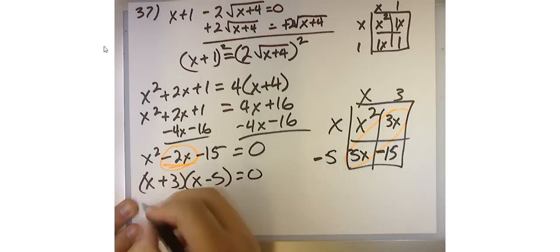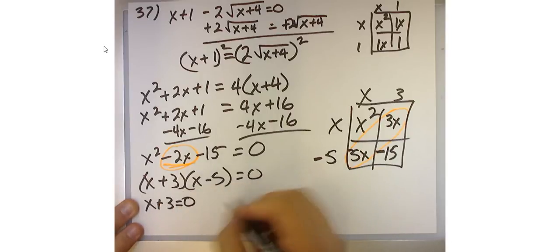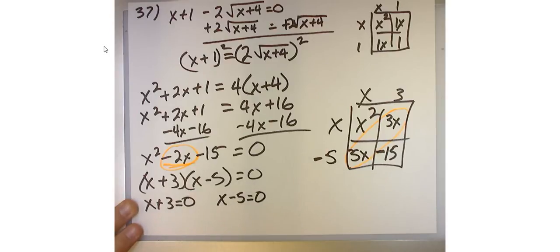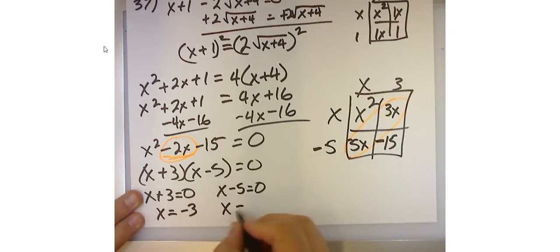Set both sides equal to 0. Or both factors, I should say. And I get x equals negative 3, x equals positive 5. And those are my answers.